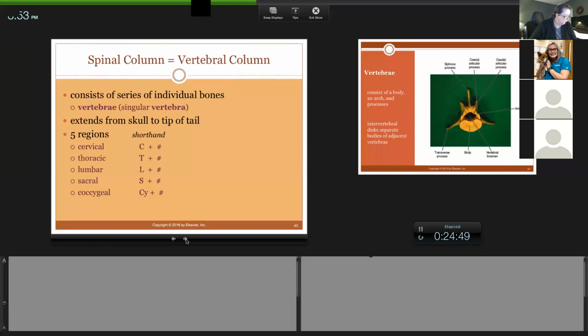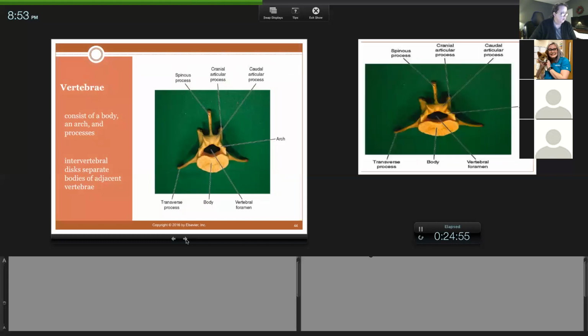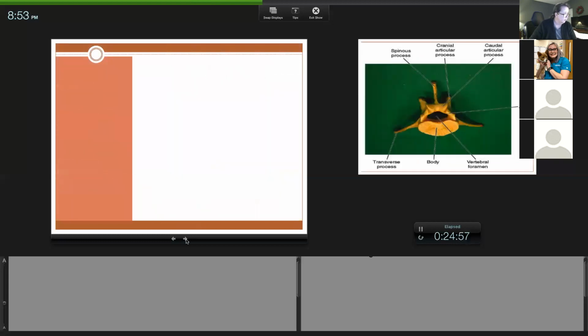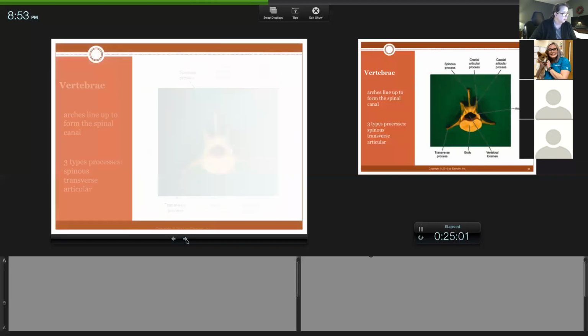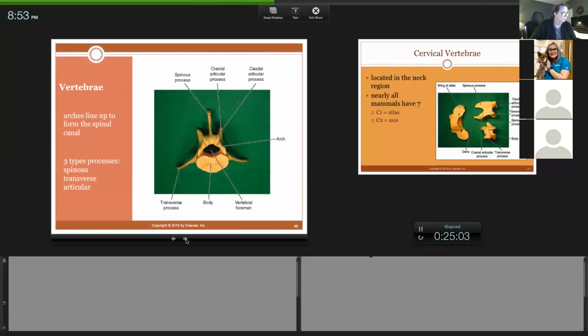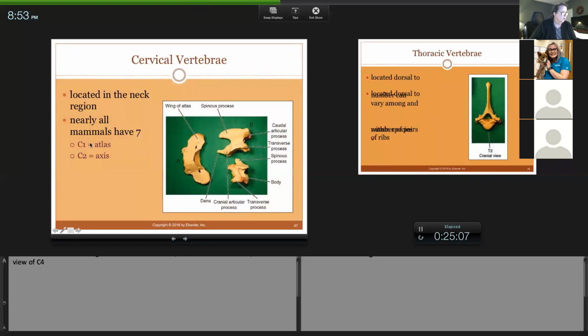So this gives you the names. It talks about the processes of a vertebra. Atlas and axis. The dog and the horse have 7 cervical vertebrae, so C7.